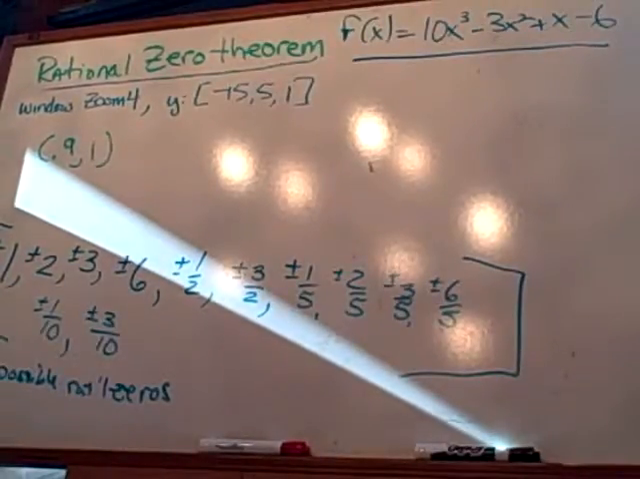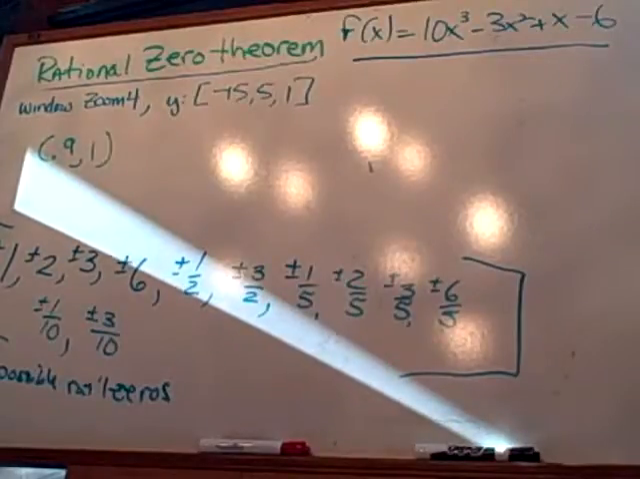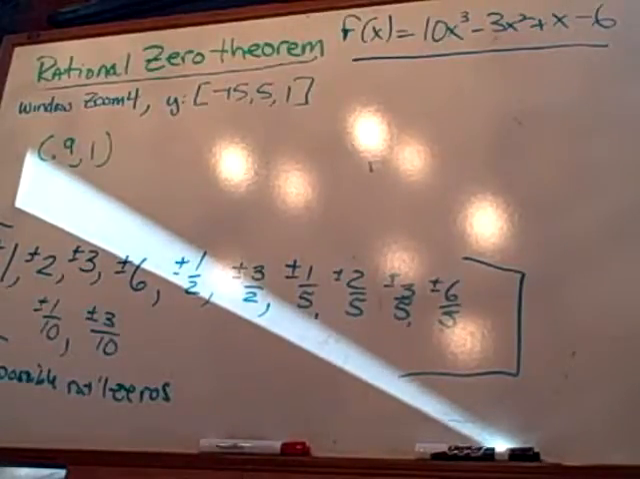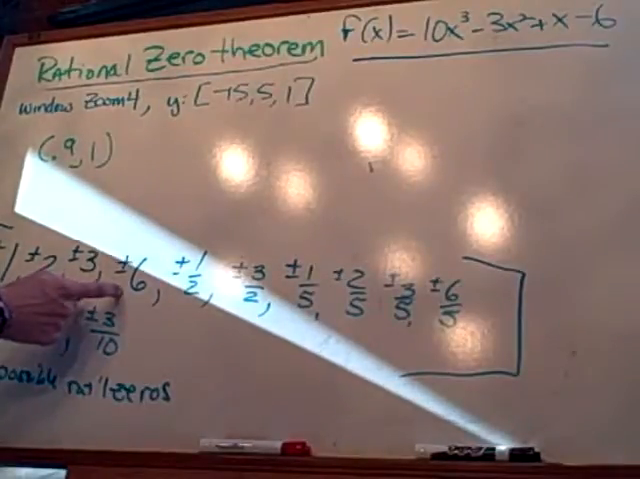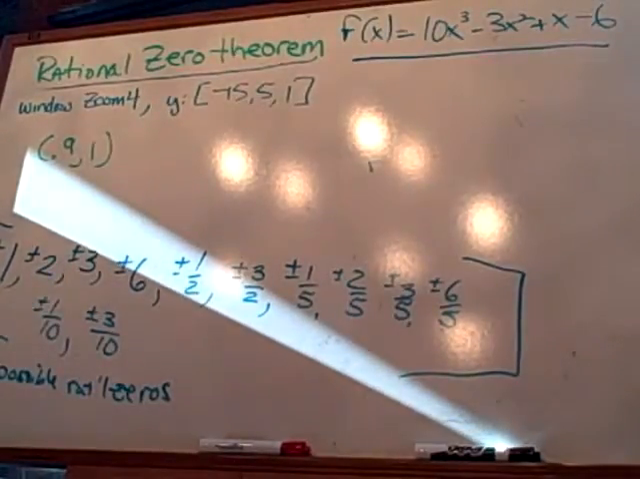Is that a 0? No. Let's try -1. -1, enter. I got -20. Is that a 0? Nope. Let's try 2. 2, enter. I got 64. That's not a 0. Let's try -2. I got -100. Am I getting any closer? Nope. I can assure you that these two will be no closer. Are you seeing what I'm saying?